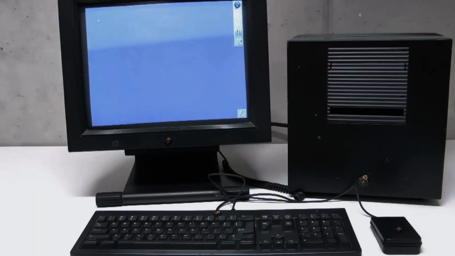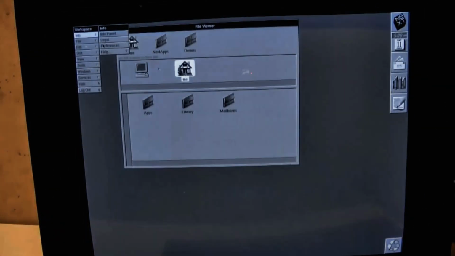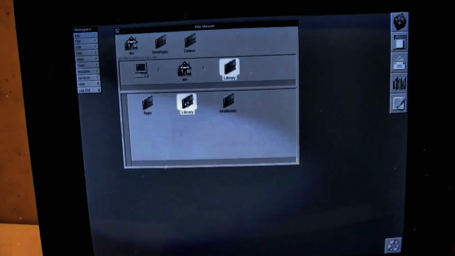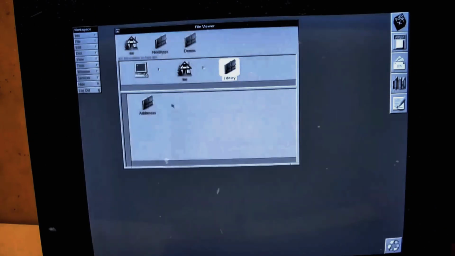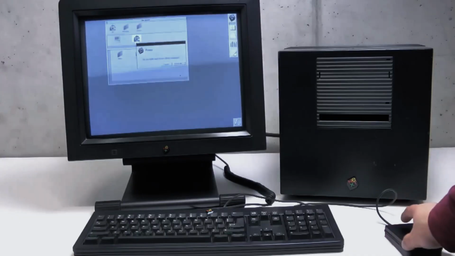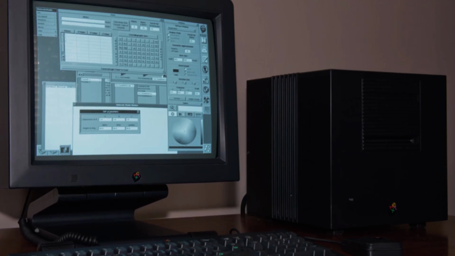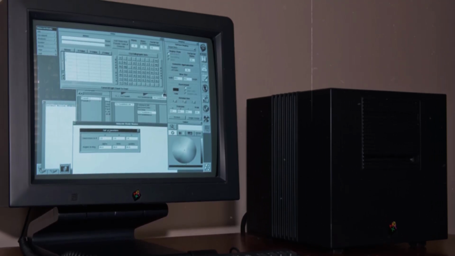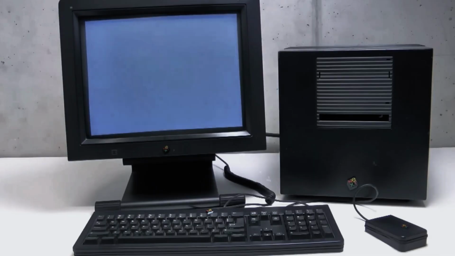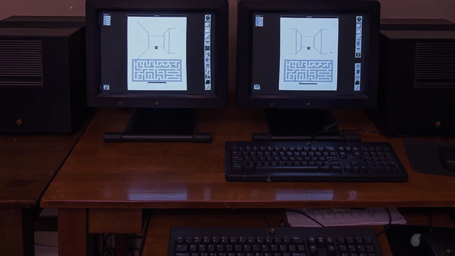It was also marketed as the NeXT Cube because of its design. It was a sleek black cube that felt very modern. It also boasted some of the most powerful hardware for its time, including a Motorola 68030 CPU and a 68882 floating point unit, and 64 megabytes of RAM. But this machine was not a commercial success.